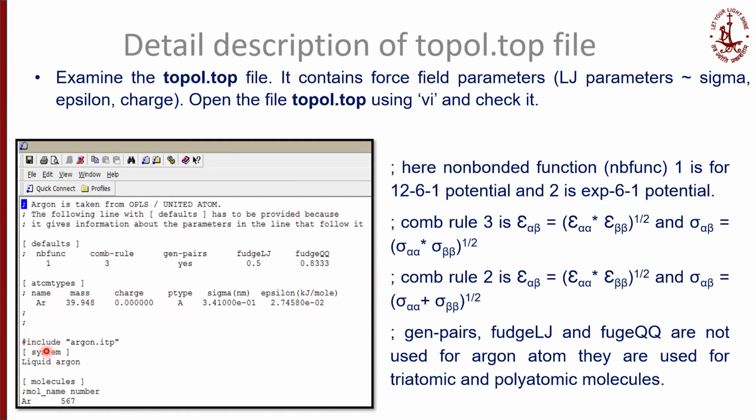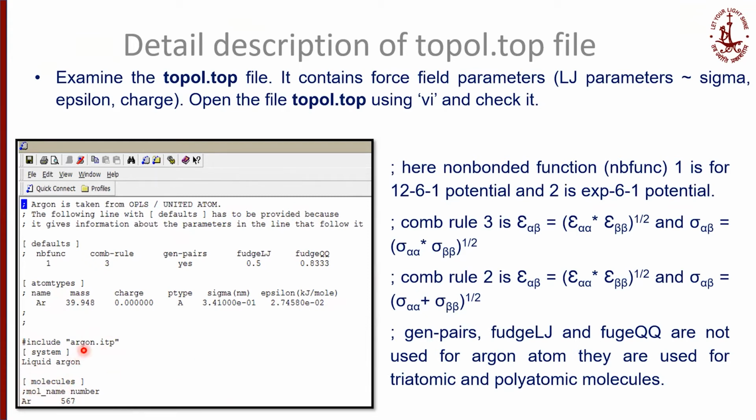Then what is written? Include argon.itp. In the next slide, I'll show you what is in argon.itp. What is your system name? System name is liquid argon. Then molecules. What is your molecule? Here it is written as AR.